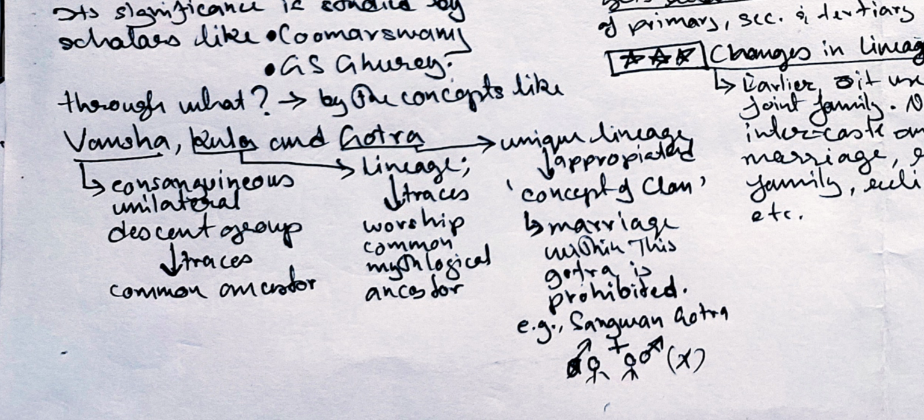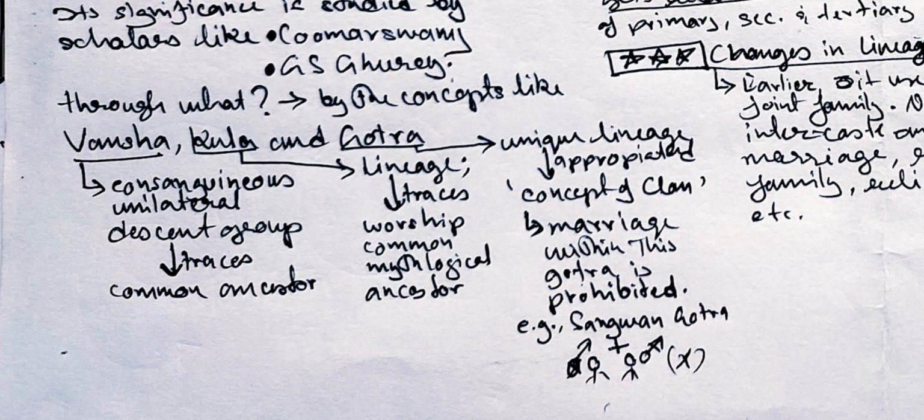All right. So vansh is consanguineous. Consanguineous means a relation by the father and mother through which we came by, right? It's a blood relation. So it is a consanguineous, unilateral descent group, and it traces its common ancestor. In the vansh, we trace a common ancestor, whereas kul refers to lineage which worships the common mythological ancestor.